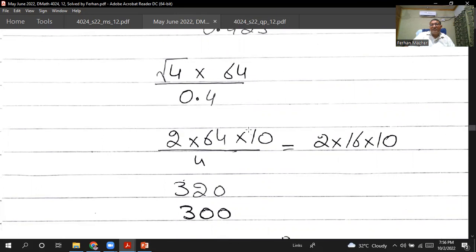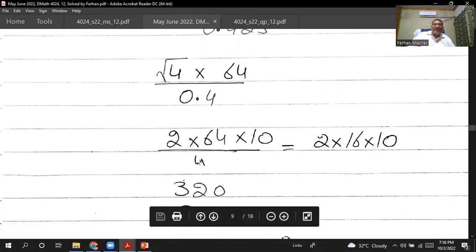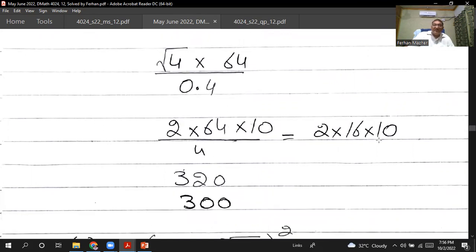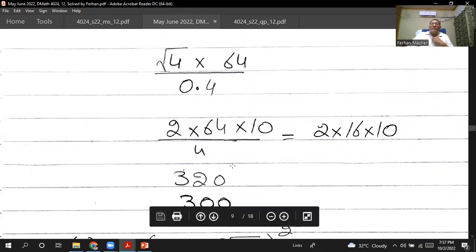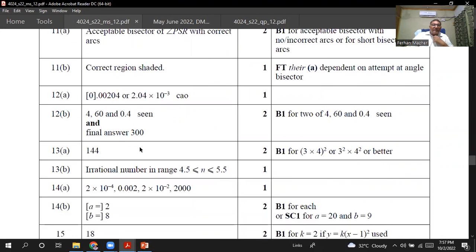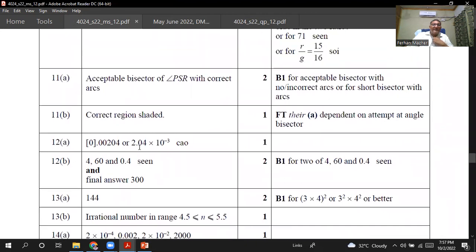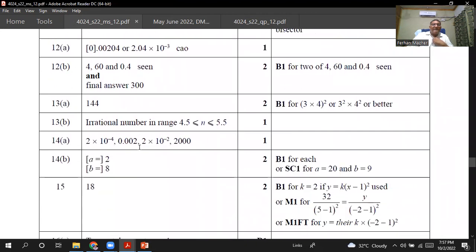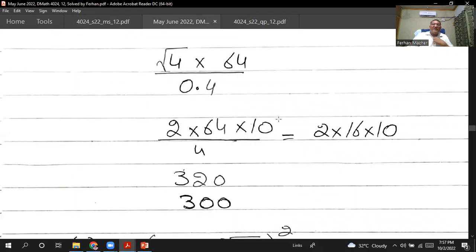When you remove this decimal, you will write a 10 in the numerator. This will be 4. 4 16 times is 64. So upstairs you are left with 2 into 16 into 10. So this will be 32 into 10. That will be 320. And when you round it off to one significant figure, it will be 300. So our answer is 300. 300 is the right answer, the final answer.